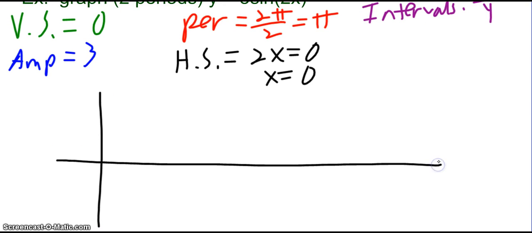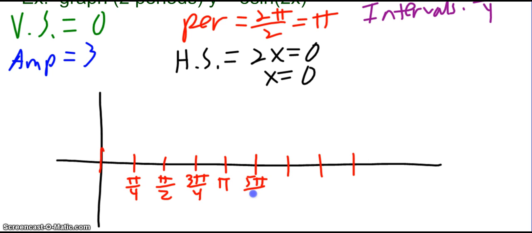I'm going to draw an axis, and when you're doing this, make this as easy on yourself as possible. So we're trying to graph 2 periods. I know I'm going to start at 0, and then I'm going to do 1, 2, 3, 4, 5, 6, 7, 8, 9, because I'm going to have 9 points. That's 0, this is pi fourths, pi halves, 3 pi fourths, pi, 5 pi fourths, 3 pi halves, 7 pi fourths, and 2 pi. My amplitude was 3, so I'm going to go up 3 and down 3.